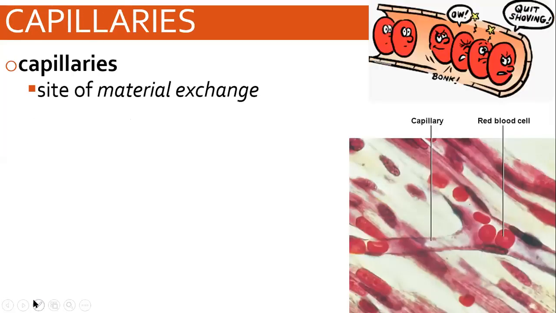All right, venules we talked about. So this is where we ended up at. We ended up talking, or not talking, about capillaries. Okay, so let's look at our capillaries here. So capillaries, this is where material exchange actually happens.